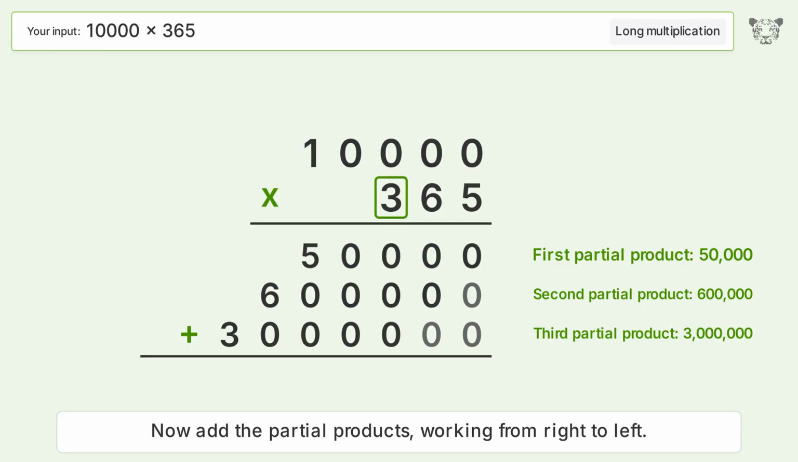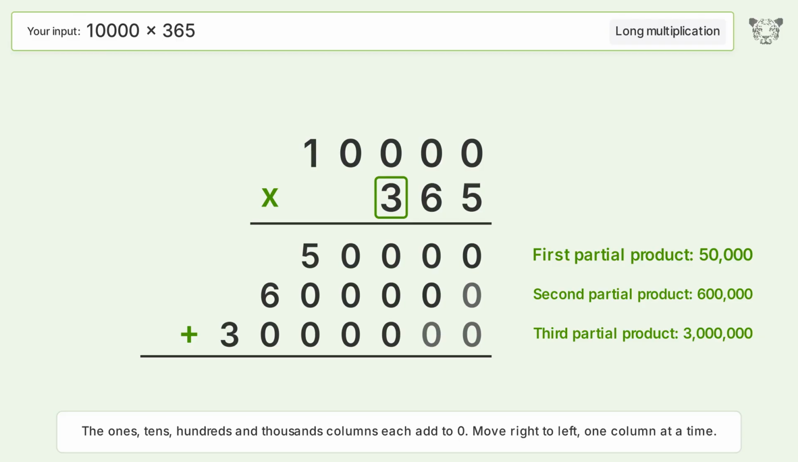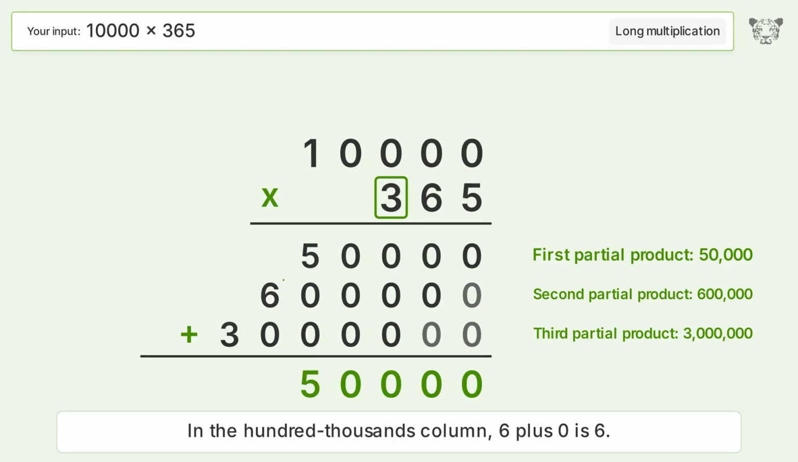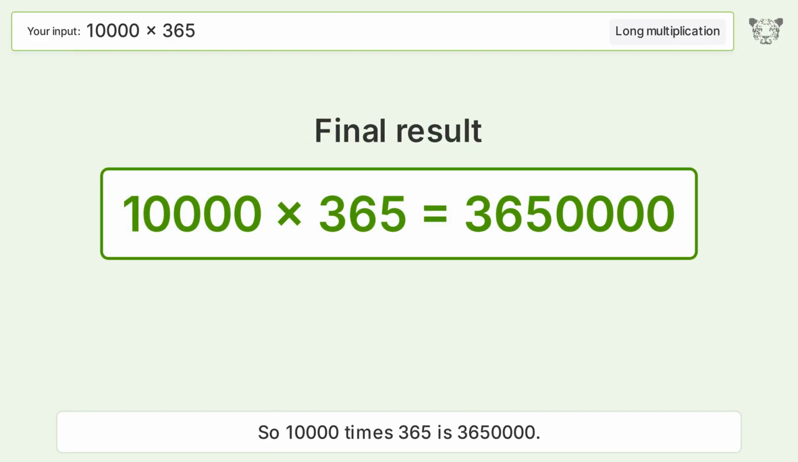Now add the partial products, working from right to left. The ones, tens, hundreds, and thousands columns each add to 0. Move right to left, one column at a time. In the 10 thousands column, 5 plus 0 is 5. In the 100 thousands column, 6 plus 0 is 6. In the millions column, bring down 3. The whole product is 3,650,000. So 10,000 times 365 is 3,650,000.